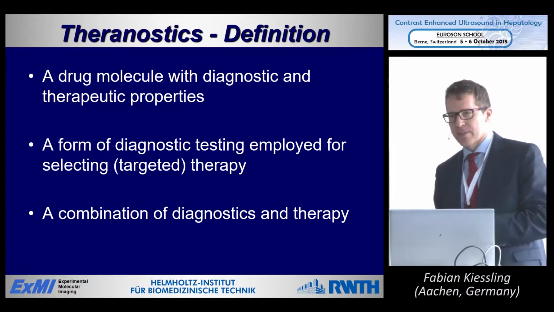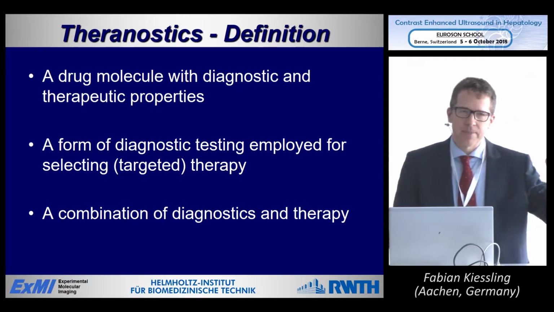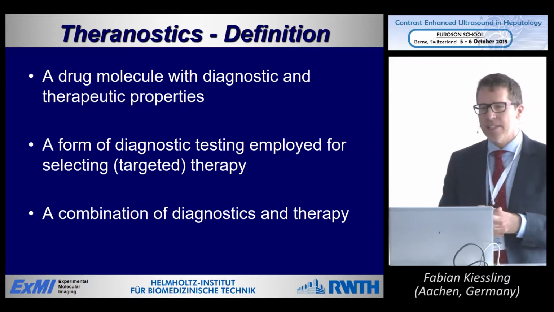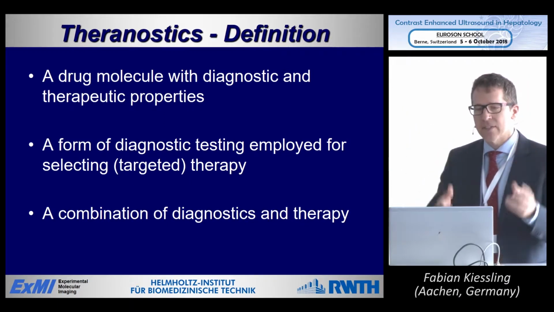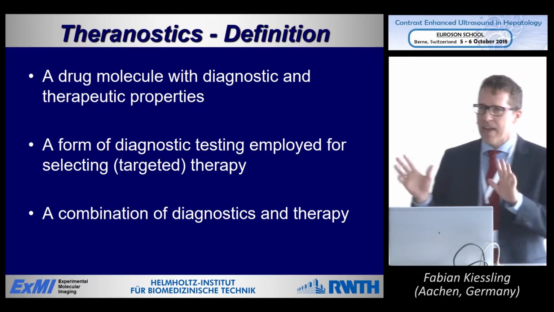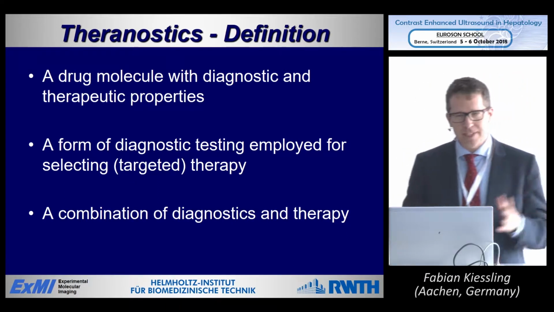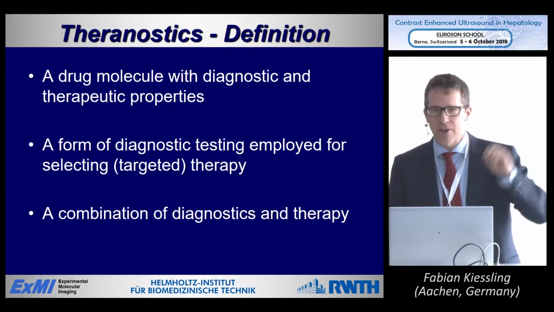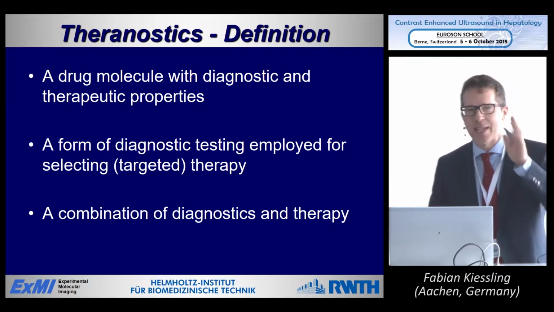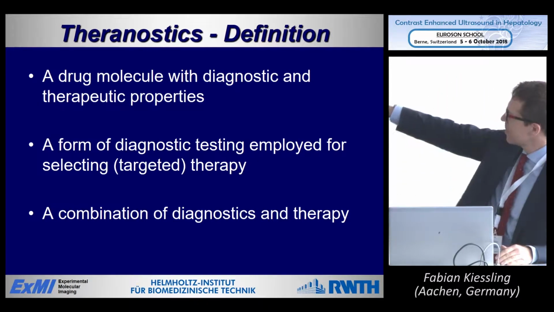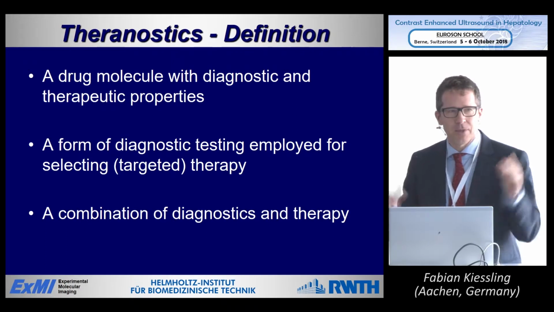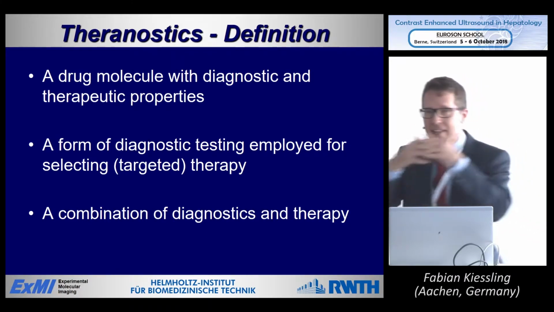If you look at the definition, you see that there's an evolution in the definition of theranostics. Several years ago, when personalized medicine was one of the fashion words in science, theranostics came up and was defined as a science where you use a drug molecule that has diagnostic and therapeutic properties. Over the years, personalized medicine became unattractive, so people invented the term precision medicine. That also stayed for some time until this also became unattractive. So they thought maybe we can pick up theranostics and give that also the same flavor as the two other words. The second definition of theranostics was then a form of diagnostic testing employed for selecting a targeted therapy.